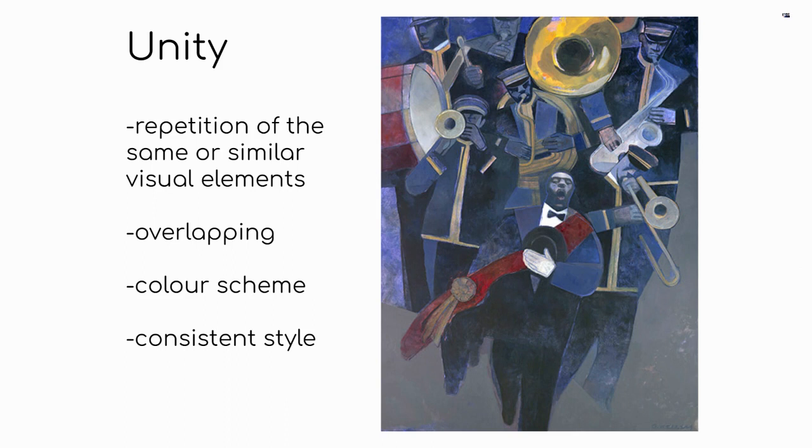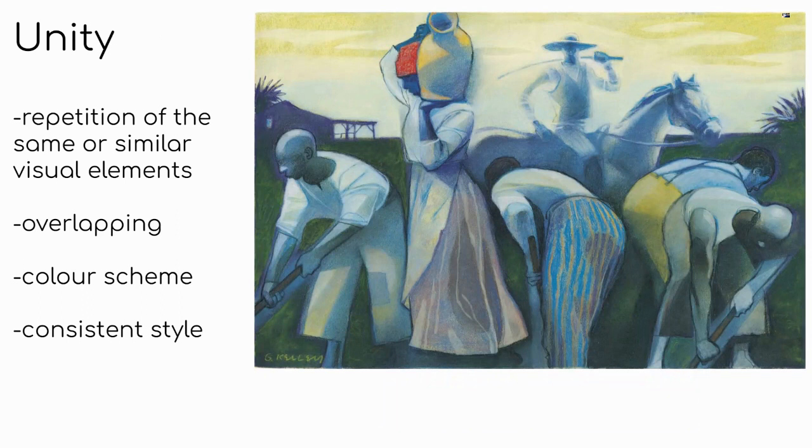The same set of colors are used throughout the whole painting. And a consistent style. When an artist sticks to the same style, or sometimes we say the same treatment of subject matter throughout an artwork, that also creates a sense of connectedness, a sense of unity. Here's a good example of visual elements overlapping. All the positive shapes, as we call them, which are the people in this case, are overlapping, almost like they're making one composite shape. That creates really strong unity.